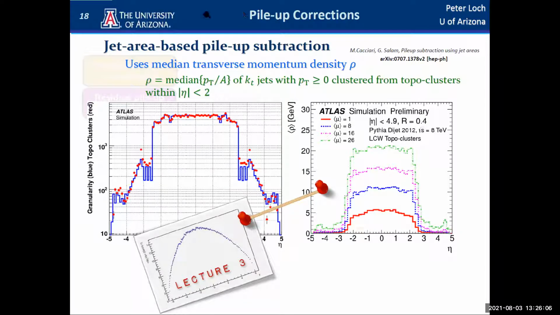Tomorrow we're going to talk a little bit about the systematic uncertainties in this method and some performance observations, and another way of tagging pileup jets in the final state, at least for the smaller jets.